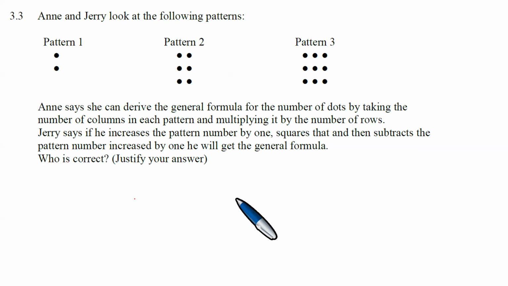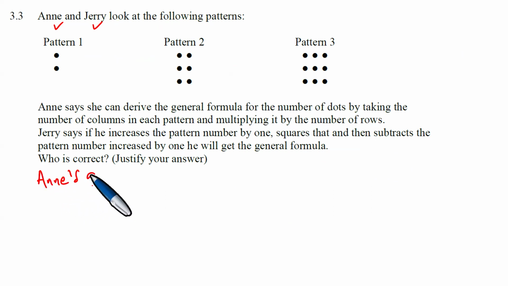Who is correct? Is it Anne or is it Jerry? Okay, I repeat. Anne and Jerry look at the following patterns. Pattern 1, there are 2 dots. Pattern 2, 2, 4, 6 dots. Pattern 3, 3, 6, 9 dots. Anne says she can derive the general formula for the number of dots by taking the number of columns in each pattern and multiplying it by the number of rows. Jerry says if he increases the pattern number by 1 and squares that, and then subtracts the pattern number increased by 1, he gets the general formula. Who is correct between the two guys? So let us look at Anne.